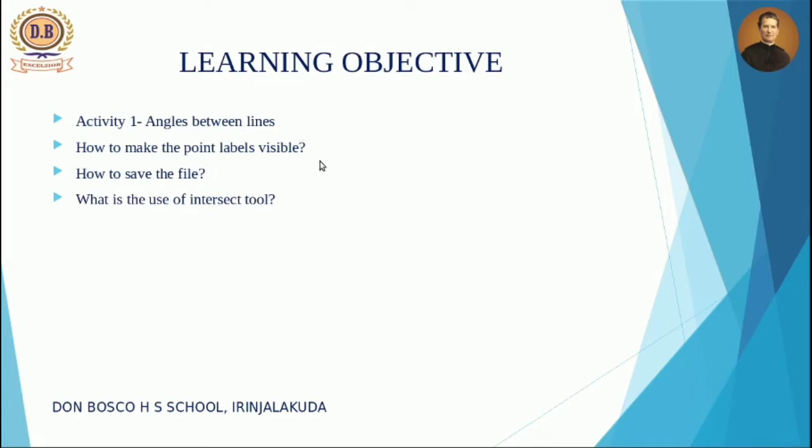Then we will study how to make the point labels or names visible if it is not visible. Then we will see how to save the files in GeoGebra. Then we will learn what is the use of the intersecting tool. So let's start with our first activity, angles between lines.